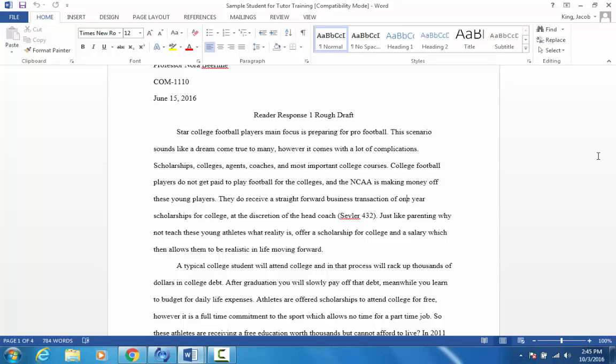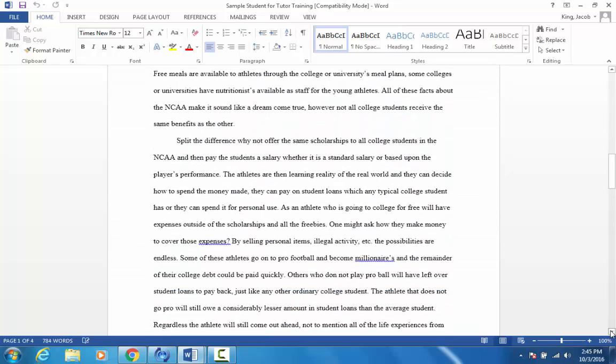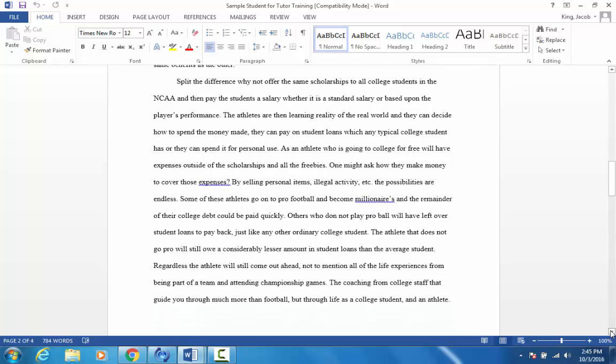To talk about organization, I might actually jump you a little bit further into the essay, into, I believe it's the fourth paragraph on the second page, beginning with the words, "split the difference." And that phrase itself, split the difference, is another great example of how the student has an interesting, creative way of looking at words. That sounds like a good phrase, but as you read through this paragraph, I'm not understanding what the student actually means. "Split the difference, why not offer the same scholarships to all college students in the NCAA, and then pay the students a salary, whether it is a standard salary or based upon the player's performance."